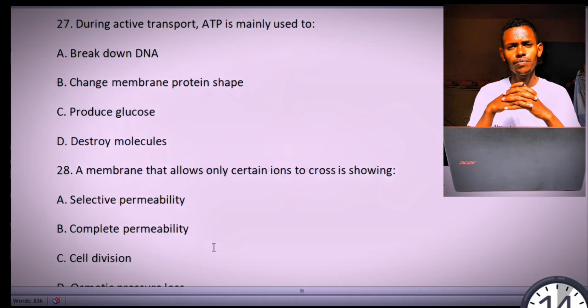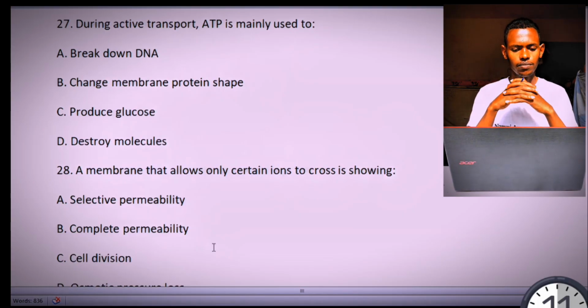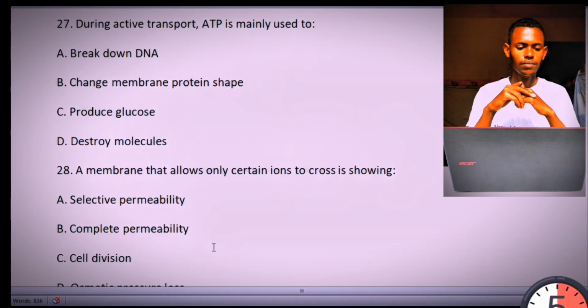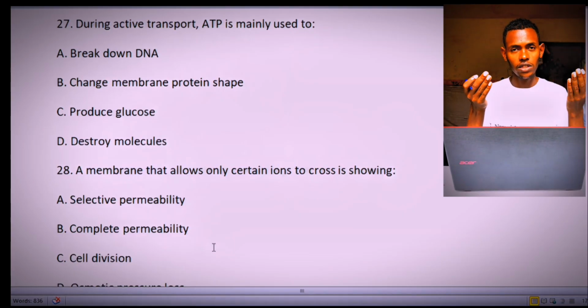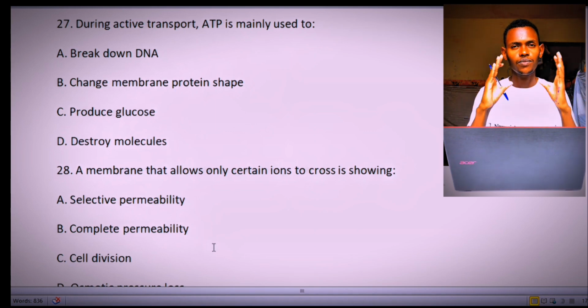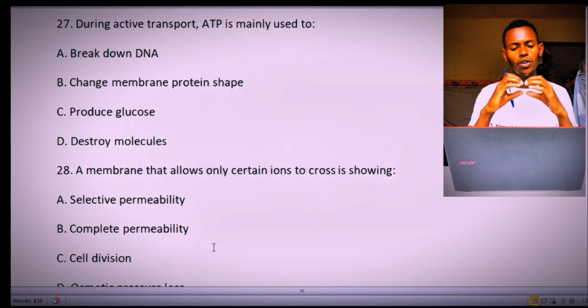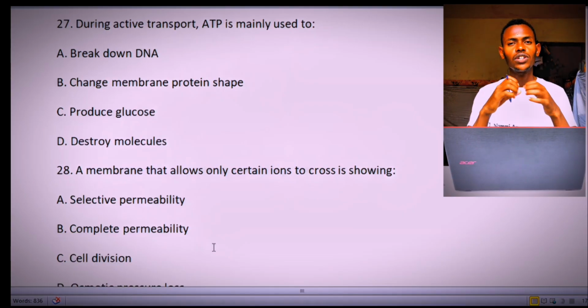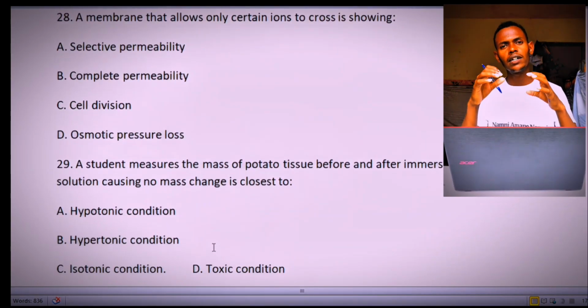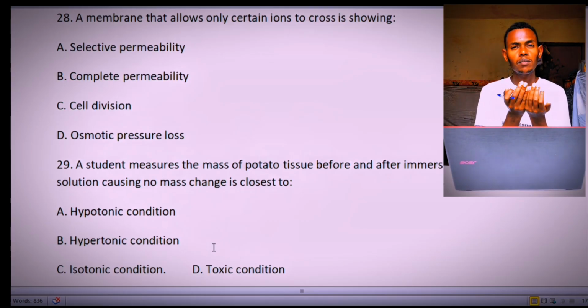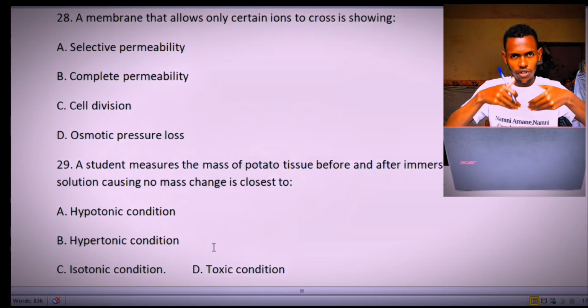It is your turn. So what is the answer? A, B, C or D? The answer is B. The ATP is used to change the shape of the membrane proteins. So the molecules which are not allowed to pass into the cell, when the shape of the membrane proteins changes, come and go into the cell.